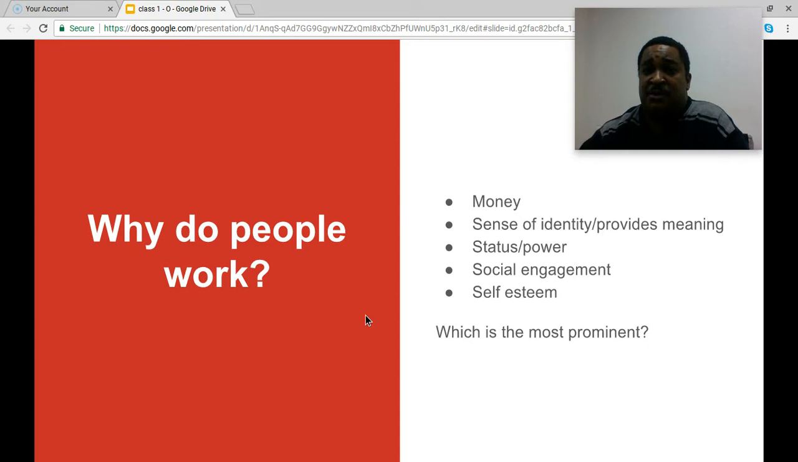So, of these five, which of them do you think is the most prominent? Well, once again, when I teach this class, I can almost hear you all screaming, well, money. Money is the big thing that drives people to work. And where money plays a really big part in the catalyst to get us going, it often isn't the thing that helps us stay there. As you do the reading, you'll find that it's actually the sense of identity and being able to provide meaning to your work that is the most important thing that people value. And that's what gets people to stay in their jobs for long periods of time.